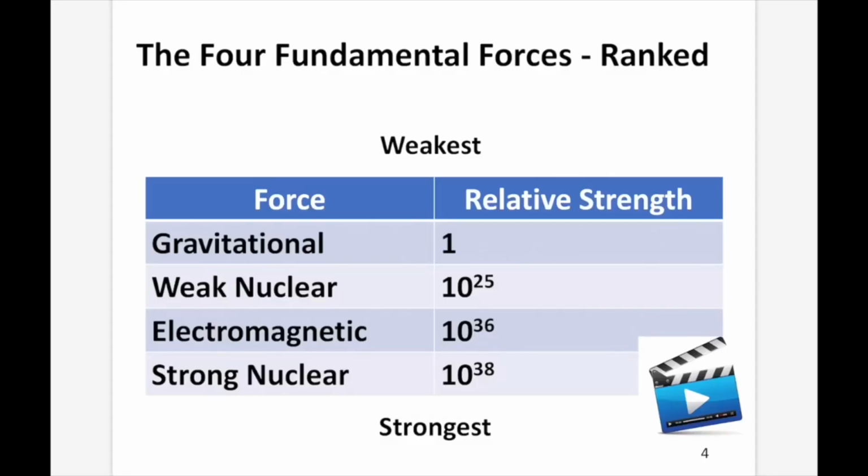So how'd you do? Here are the rankings of the four fundamental forces. Gravitational is the weakest. Weak nuclear is 10 to the 25 times stronger. Electromagnetic is 10 to the 36 times stronger. And strong nuclear is 10 to the 38 times stronger. Now let's take a look at them each in detail.